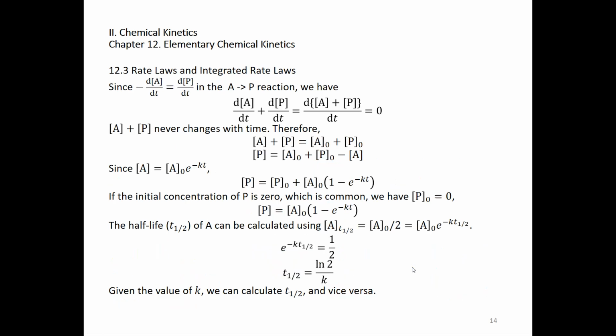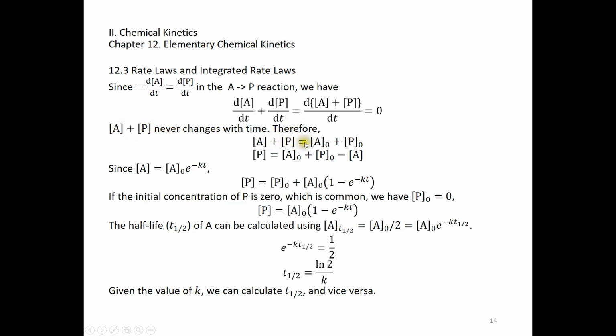Now again, look at the rate expression. It can be the consumption rate of A, it can be the production rate of P. So we have negative dA over dt equals dP over dt. Therefore, the sum of these two should be 0. So we have this equation. That means A plus P never changes. Well, that makes sense because whenever one A molecule is consumed, one P molecule is produced. So A plus P never changes.